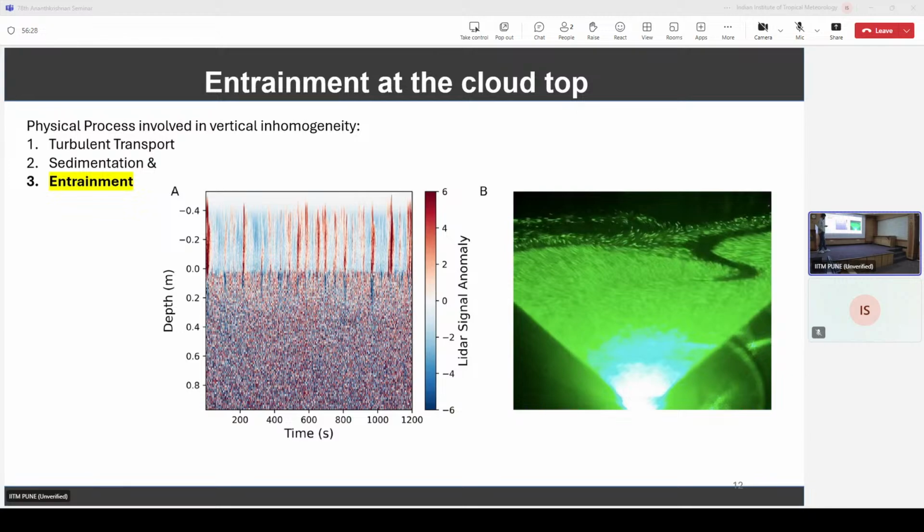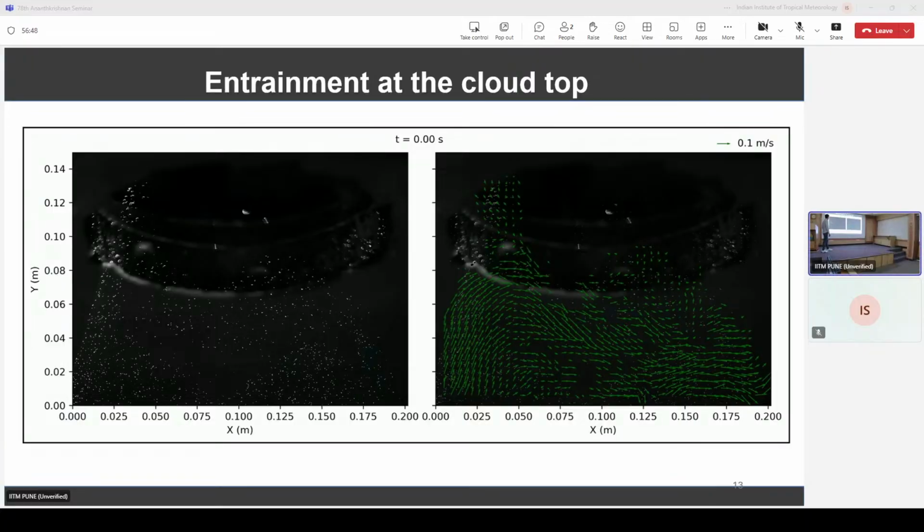Another process that plays a key role is entrainment. The first thing is that we saw in the raw LIDAR measurement that there is an entrainment and detrainment phenomenon happening at different time intervals. This can also be observed in one snapshot when the laser sheet is shined and the image taken from a camera. And we can see the entrainment at the cloud top.